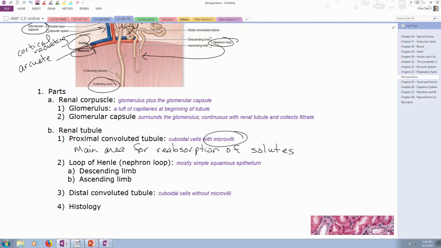It is crazy. And how much urine do you usually put out? A liter to a liter and a half. 180 liters of filtrate a day. And so that's what's going into that glomerular capsule.